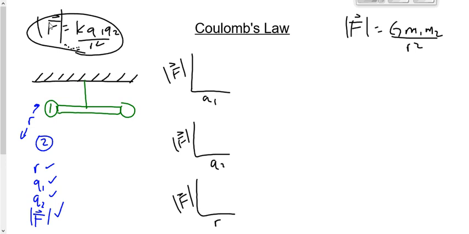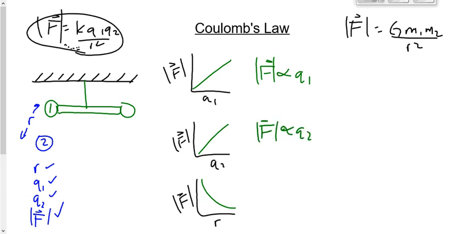What is it? It's linear. It's a straight line. What about when he plots force versus Q2? It's also linear. This one, force versus r, was? So in the first one, as Q1 goes up, then F goes up. F is directly proportional to Q1. In the second one, as Q2 goes up, then F goes up. They're directly proportional to each other.